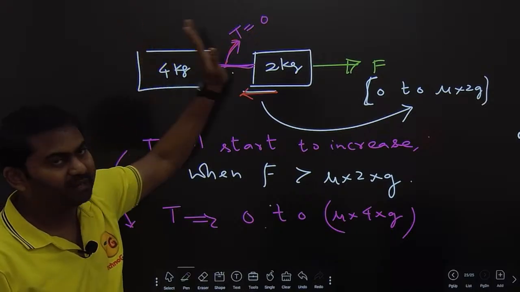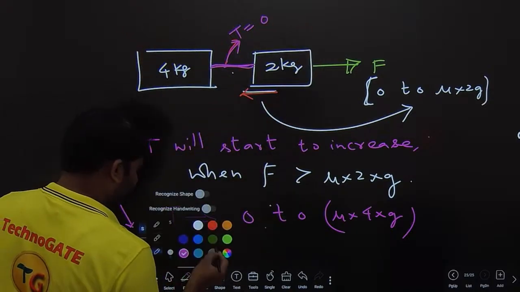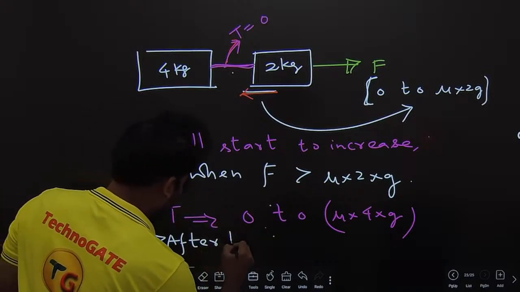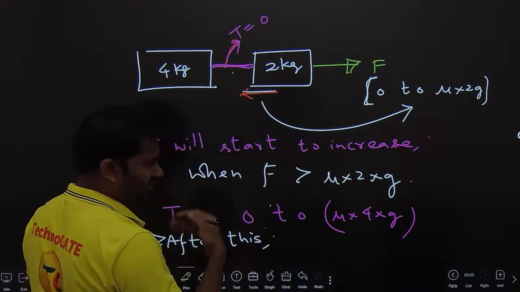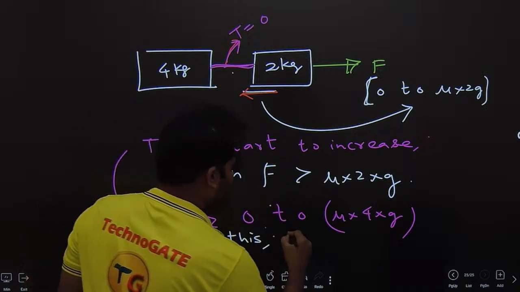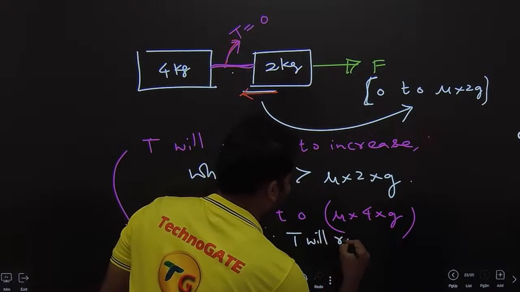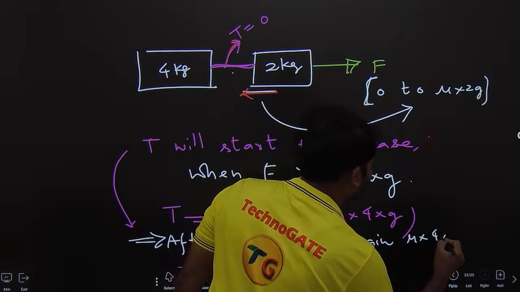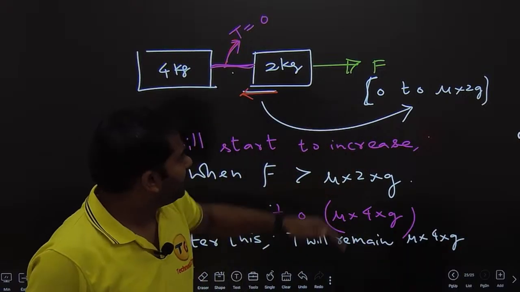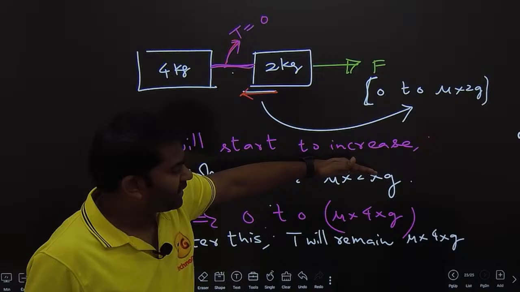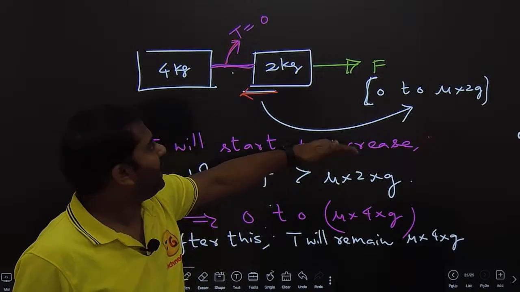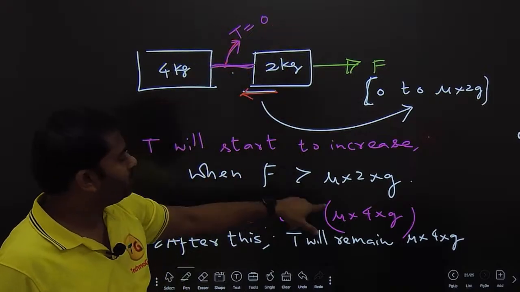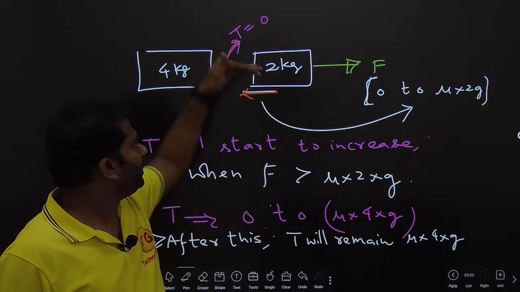mu4g దాటినాక టెన్షన్ అవుద్ది అనమాట. After this, you need to say, after this tension will remain mu into 4 into g అనమాట. అంటే ఏంటి, ఇక్కడ F అనేది mu2g ని దాటింది, వెళ్ళింది, ఓకేనా, క్లియర్. అండ్ టెన్షన్ పెరిగిపోతా ఉన్నది బేసిక్గా, ఓకే. అండ్ టెన్షన్ షుడ్ గో బియాండ్ mu into 4 into g, then only it will become constant.